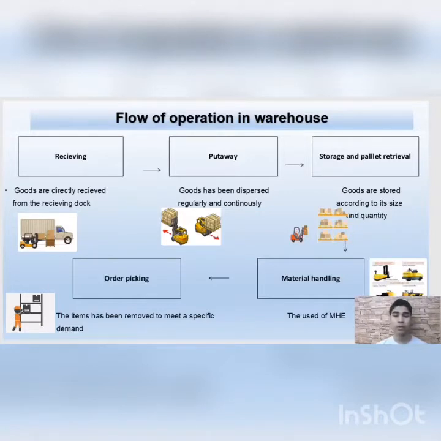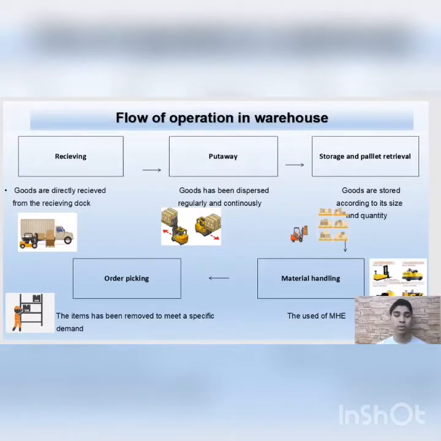Next, we go through material handling. At this stage, it requires the use of MHE, which is material handling equipment. Basically, almost all operations in the warehouse, from receiving until the last, which is shipping, require the use of material handling equipment such as forklift, front loader, pallet truck, side loader, and so on. So it's important to conduct it properly and carefully.